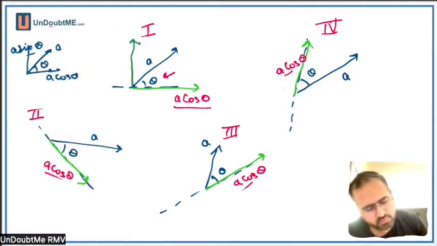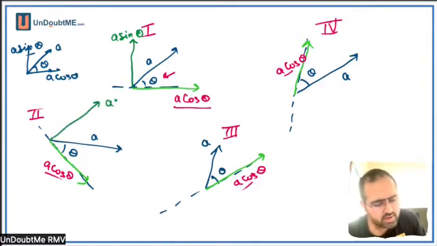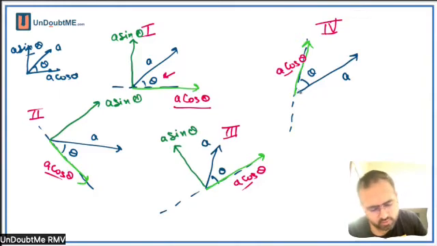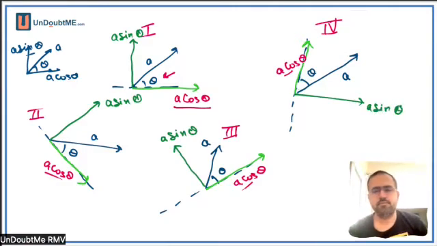The other component is the perpendicular one, perpendicular to the previous, like A cos theta and A sin theta are always perpendicular to each other. So this will be A sin theta. This will be A sin theta. Here in case number 3, this will be A sin theta. And in case number 4, this will be A sin theta. I'm just drawing it.